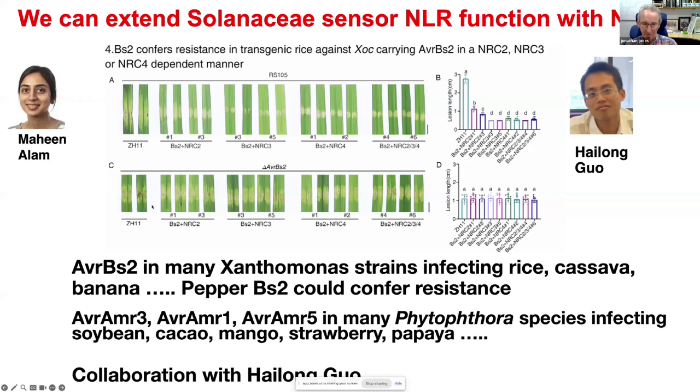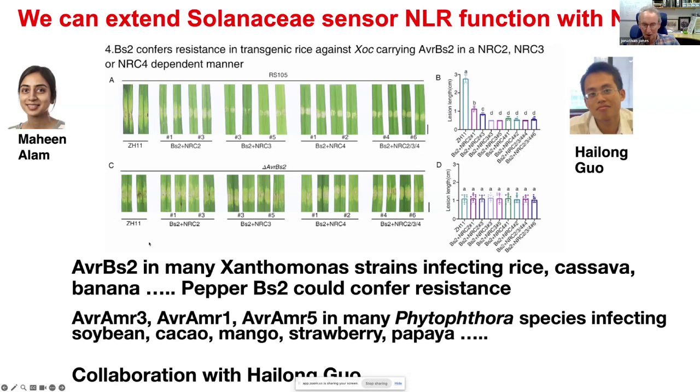But if you have a strain that's deleted for AVR-BS2, then these genes do nothing. So it's not a constitutive activation of defense. It's effector recognition dependent defense activation. So you can actually get sensor NLRs from Solanaceae to work in other plant species if they're NRC dependent, provided you co-deliver the right NRC or NRCs.